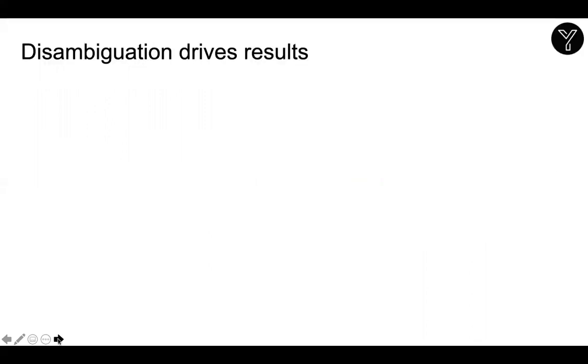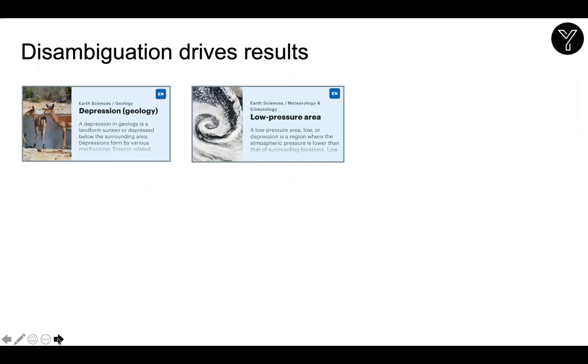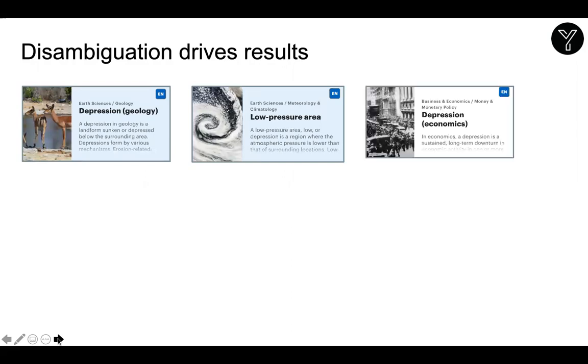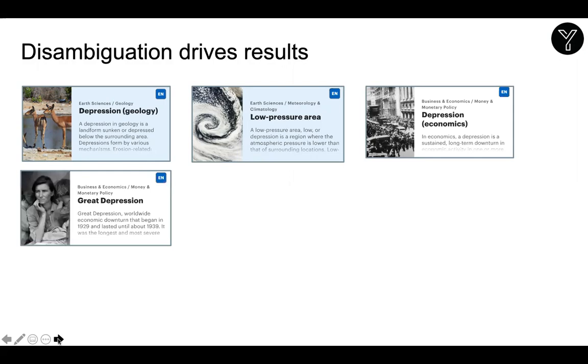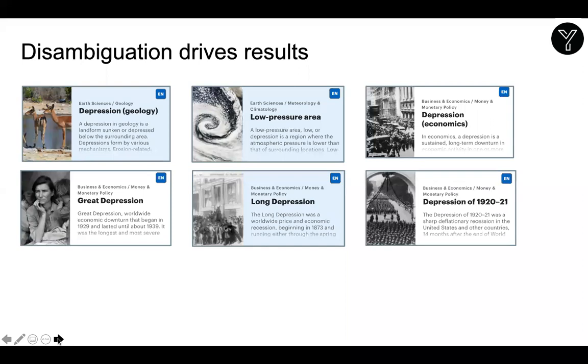So why is this really, really important? The ability of the technology to disambiguate is critical in terms of people finding the results they're after. If, for example, you went to a search bar and you put in the word depression, you might be looking for depression in geology. You might also be looking for a low pressure area in meteorology, or alternatively, you might be looking for depression in economics. And if you were interested in economic depression, you could be thinking about the Great Depression, the Long Depression, or the Depression of 1920-21.